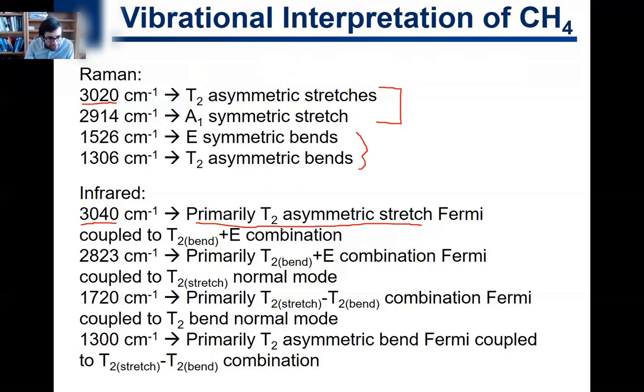And similarly, the 1720 and the 1300 behave similarly, right? The 1720 was primarily this combination mode of a T2 stretch and the T2 bend, but then there's going to be a little bit of the pure T2 normal mode in there, and exactly the opposite for 1300.